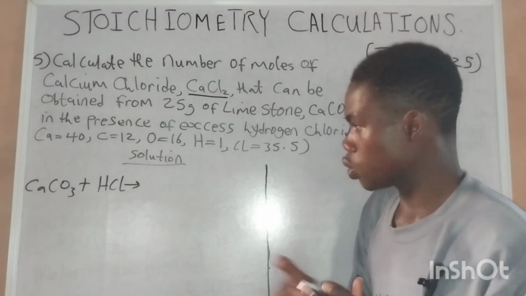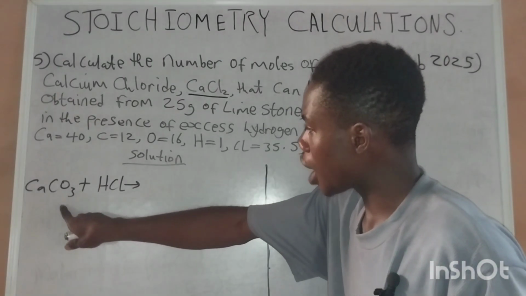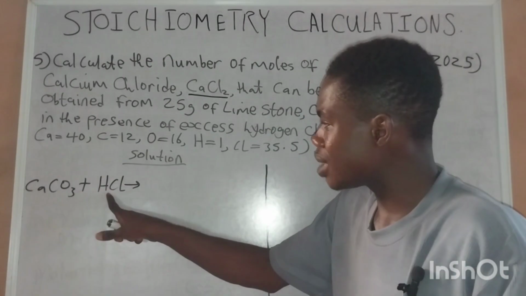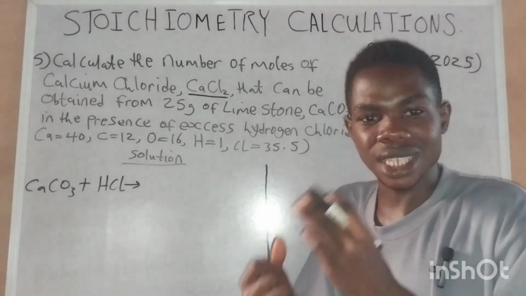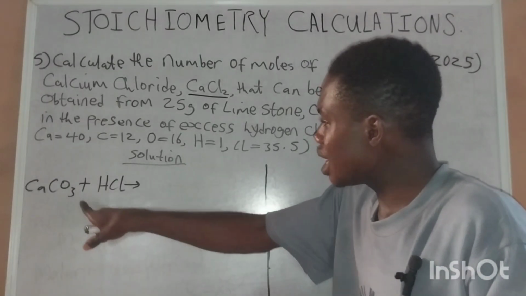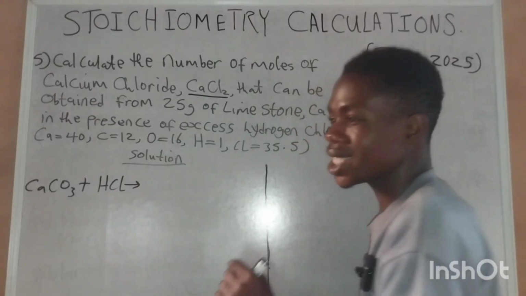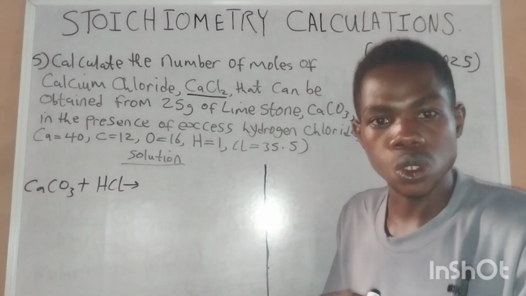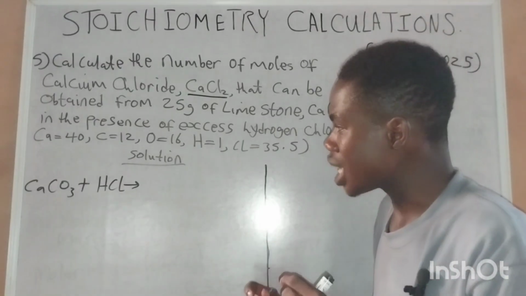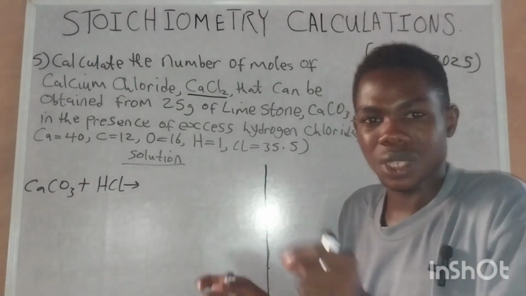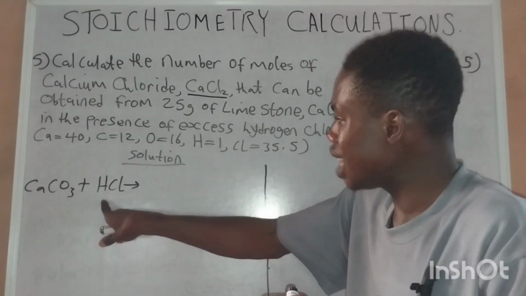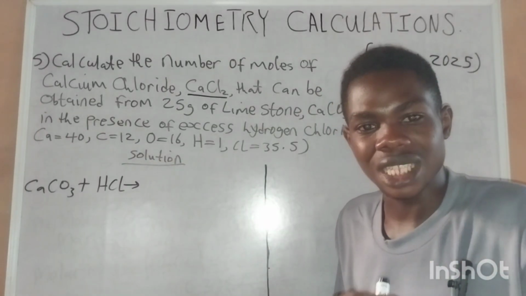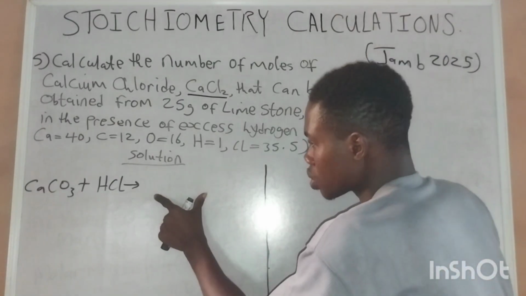Now, what I want you to take note of is this. Anytime trioxocarbonate is reacting with any acid at all, be it hydrochloric acid, be it sulfuric acid, any acid at all, please take note that a gas must be evolved at the product side, and that gas is what? CO2, carbon dioxide. So any trioxocarbonate reacting with any acid at the reactant side, CO2, carbon dioxide, is always evolved at the product side.